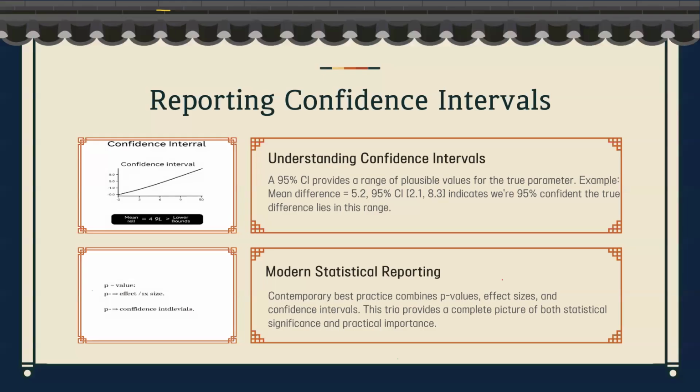You must also report confidence intervals, CI. A 95% CI provides a range of plausible values for the true parameter. Modern statistical reporting requires a trio of information: p-value, effect size, and confidence intervals. This trio gives a complete picture.